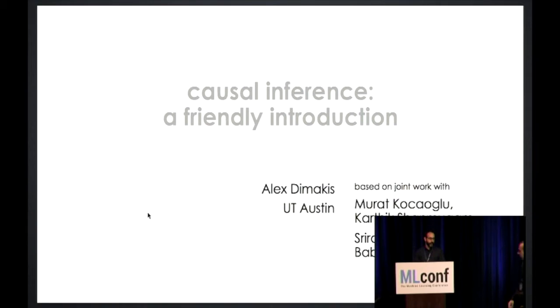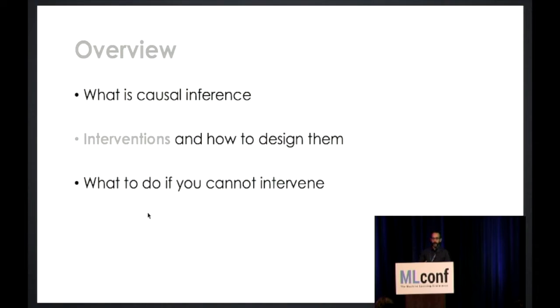Okay, so this is a talk about causal inference, and I promise to be friendly. This is joint work with my students, of course, and some collaborators from UT Austin and from Caltech. So there are 3 parts in this talk.